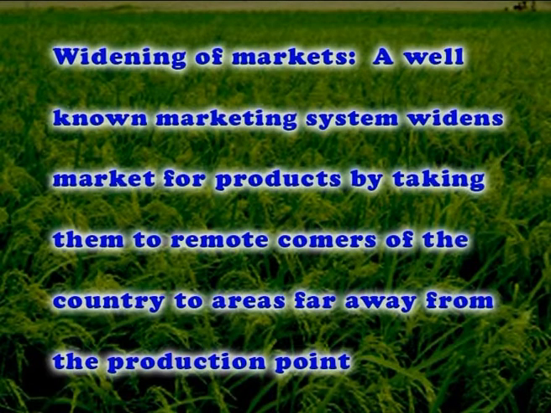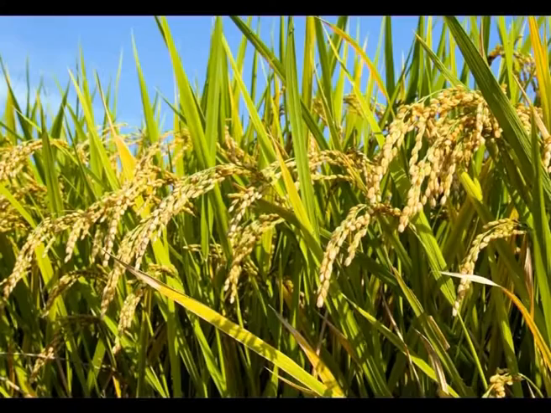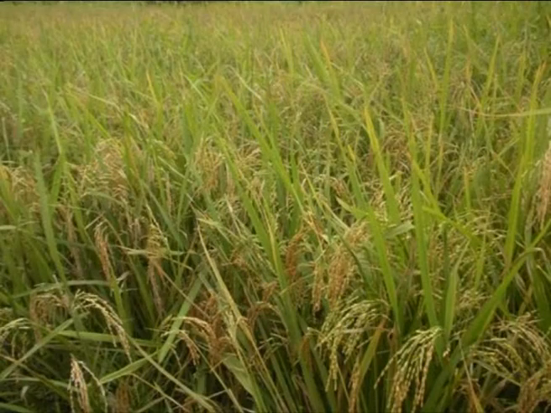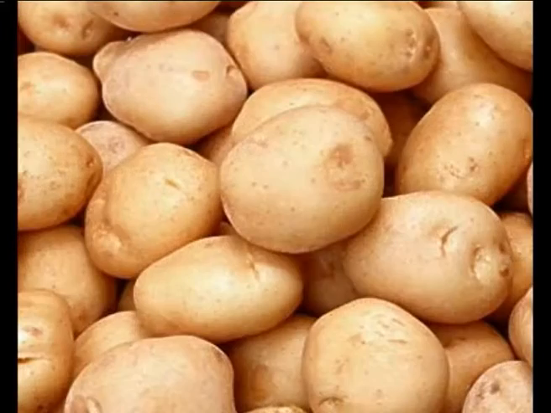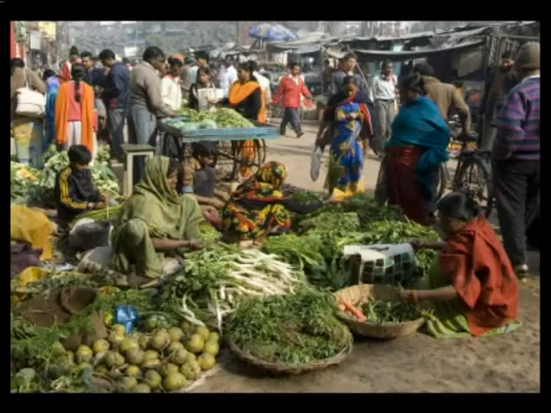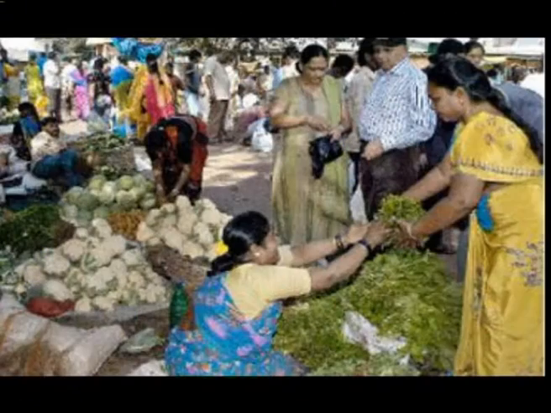Widening of markets. A well-known marketing system widens the market for products by taking them to remote corners of the country, to areas far away from the production point. Example, paddy produced in Punjab and Haryana is sold in remote tribal areas. Another example is potato. The widening of the market helps in increasing the demand on a continuous basis and thereby guarantees a higher income to the producer.